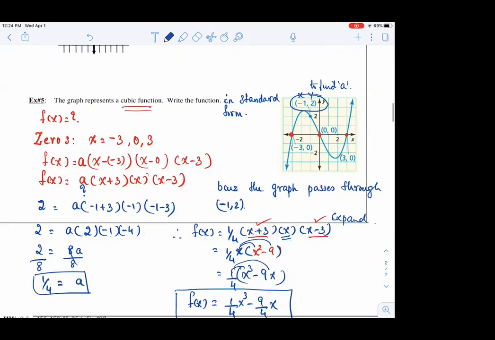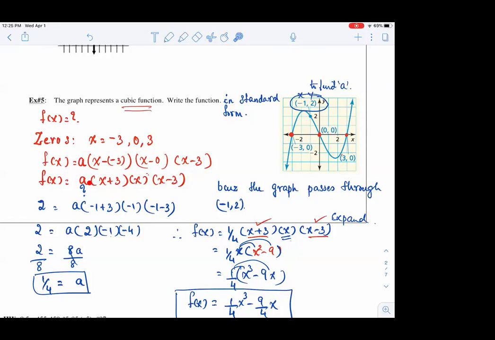Let's go over the steps one more time. You're asked to write a function in standard form, a cubic function. Given to you is a graph. From the graph, you can figure out the zeros, which are negative 3, 0, and 3. Using the zeros, you can come up with the factors. Just go the opposite: x plus 3, x minus 0, and x minus 3.